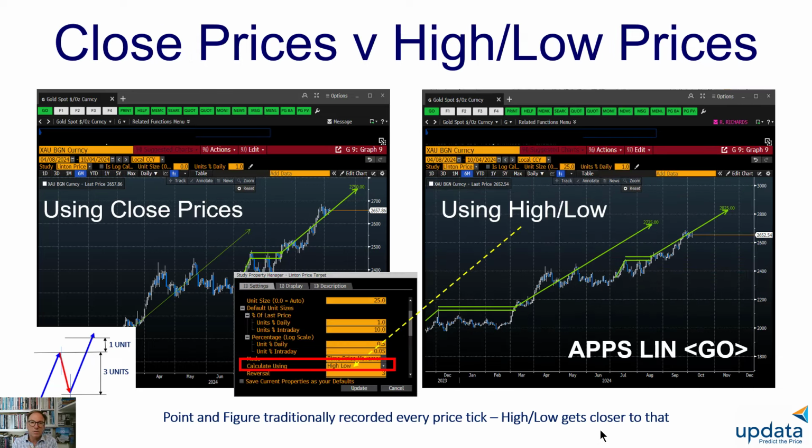Just to make life even more interesting, you can use close prices or high and low prices. And if you imagine on a high-low price, you'll just get levels that you wouldn't have seen on the closing price. Point and figure traditionally used every single tick, so high and low gets you closer to that. That's another technique you can use, and you'll notice that these targets vary slightly because we're using high-low in the calculation, and we will have had levels that have been met on the high-lows that haven't been on the close. I traditionally use close. It's somewhat academic. The main thing is you get price targets. Here you did get an extra target that you wouldn't have got with the close. So up to you which one you use.